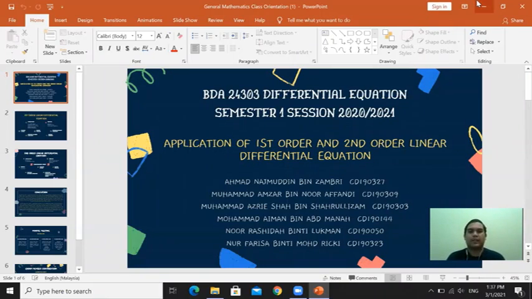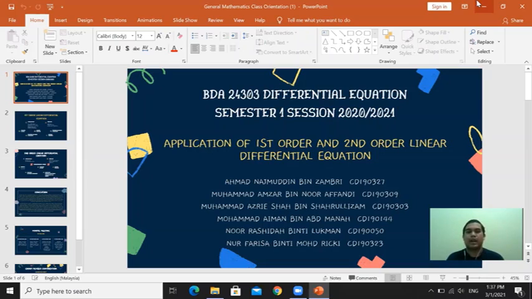Code subject BDA 24303. Subject name Differential Equation. Semester 1, section 2020/2021. Report title Application of First Order and Second Order Linear Differential Equation.